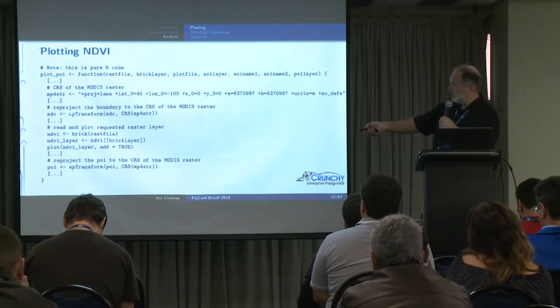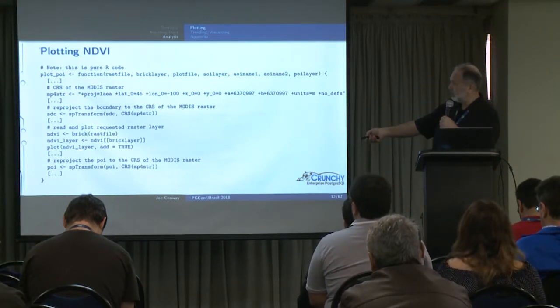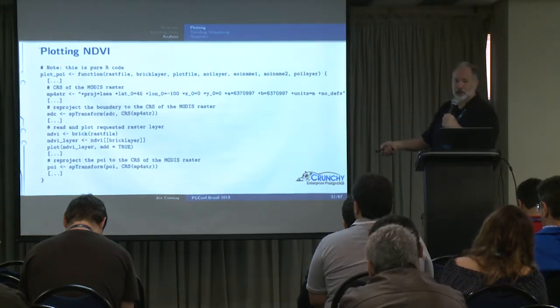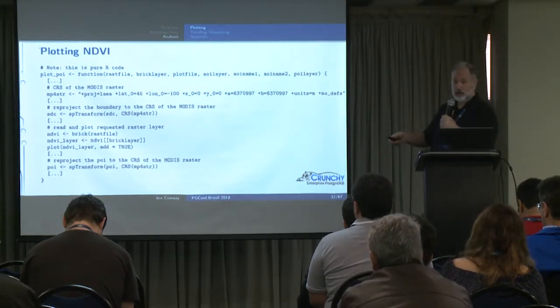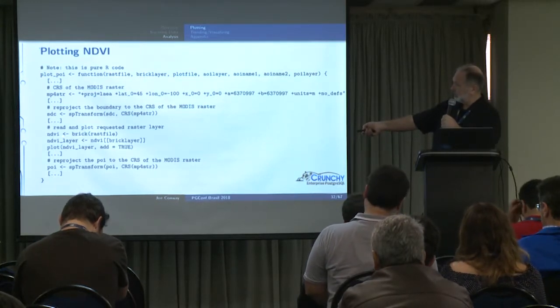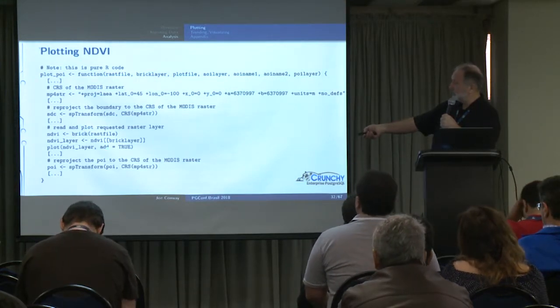So in this case, I need to reproject the administrative boundaries and the points of interest so that they match the projection of the raster data, like I talked about earlier. And then this part here is where I'm reading the raster brick and then just pulling off the layer of interest.